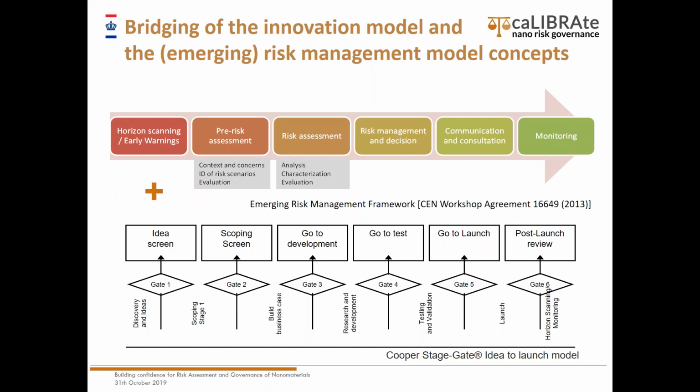And the idea, as I mentioned, was to couple this emerging risk management framework for each of the project stages in the innovation process. So normally we would go for identification of a risk and then we'll conduct a risk assessment. But as we know, with nanomaterials, this is often not possible without generating a lot of new information. So in fact, we could go towards a pre-risk assessment and then stepwise build up our information to be able to do a full risk assessment and finally risk management and decision.